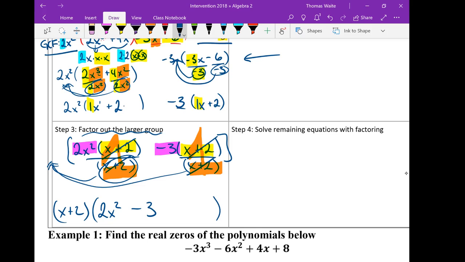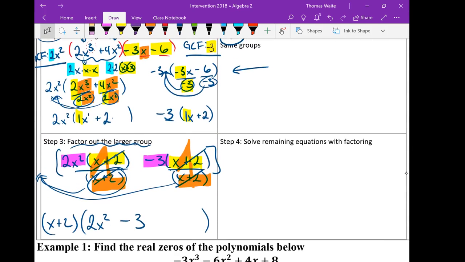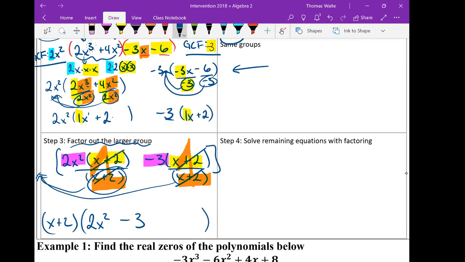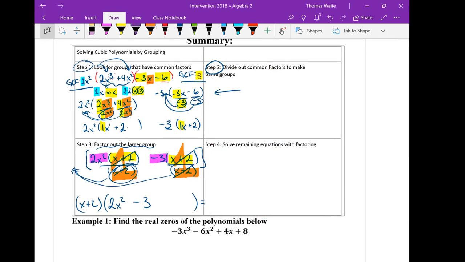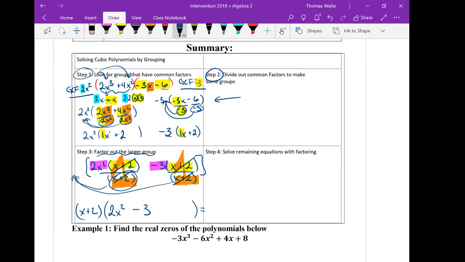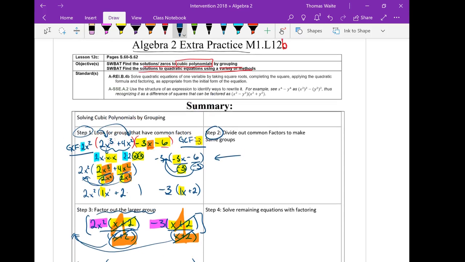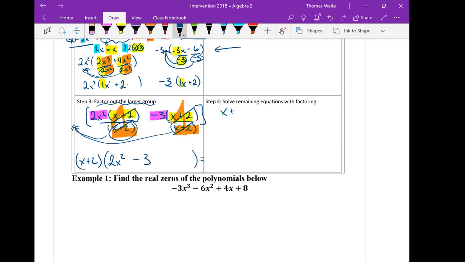So this process has a lot of steps. Once we've gotten to this point, this is the factored form. So we've factored our cubic polynomial. Our goal now is to find solutions. So say we had an equation that was like, find the solutions, or maybe zeros, of this original polynomial. What we would do is set this equation, 2x squared minus 3, equal to 0, and then we need to go on and solve.